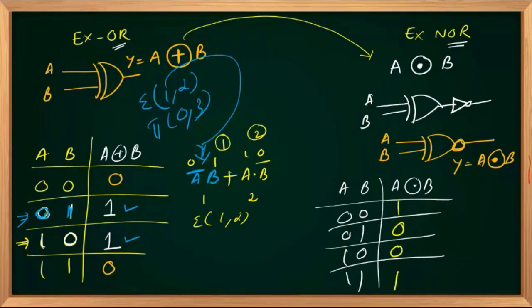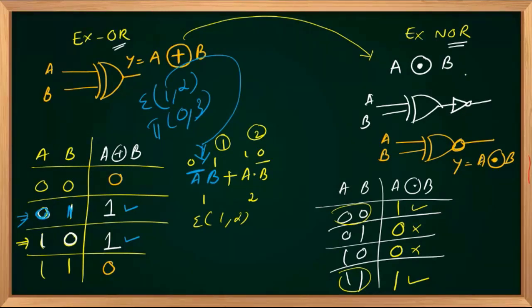How to remember XNOR? Look at the truth table. Same inputs, it produces a logic 1. Different inputs, logic 0. So an XNOR gate will produce an output equal to 1 if both of its inputs are the same. Correct? What are the minterms?